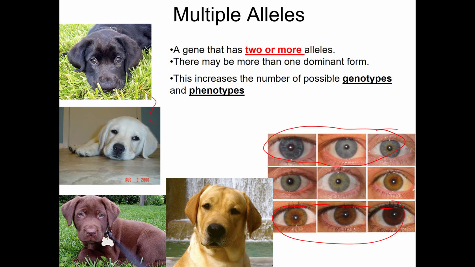Same with all these cute little puppies. We have black labs, white labs, silver labs, chocolate labs, yellow labs. There's a lot of different types of Labrador colors. So when we have multiple alleles, or we have more than just 2 letters that code for these colors, it increases the possible genotypes and phenotypes, meaning I'll have more of them. We're not going to focus a lot on multiple alleles except for just one type, and that's blood typing.